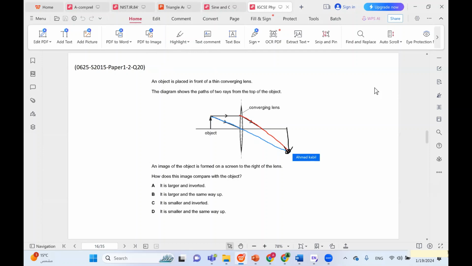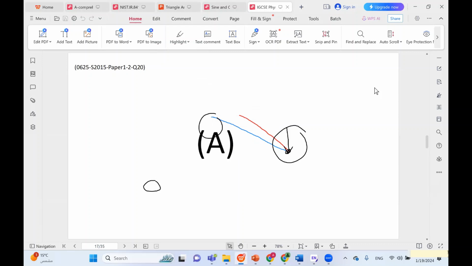And you can tell, of course, that the image here is going to be bigger than the object. So therefore, it is larger and it is inverted because we can also tell that the image is upside down. So it's larger and inverted. So A is the correct choice here.